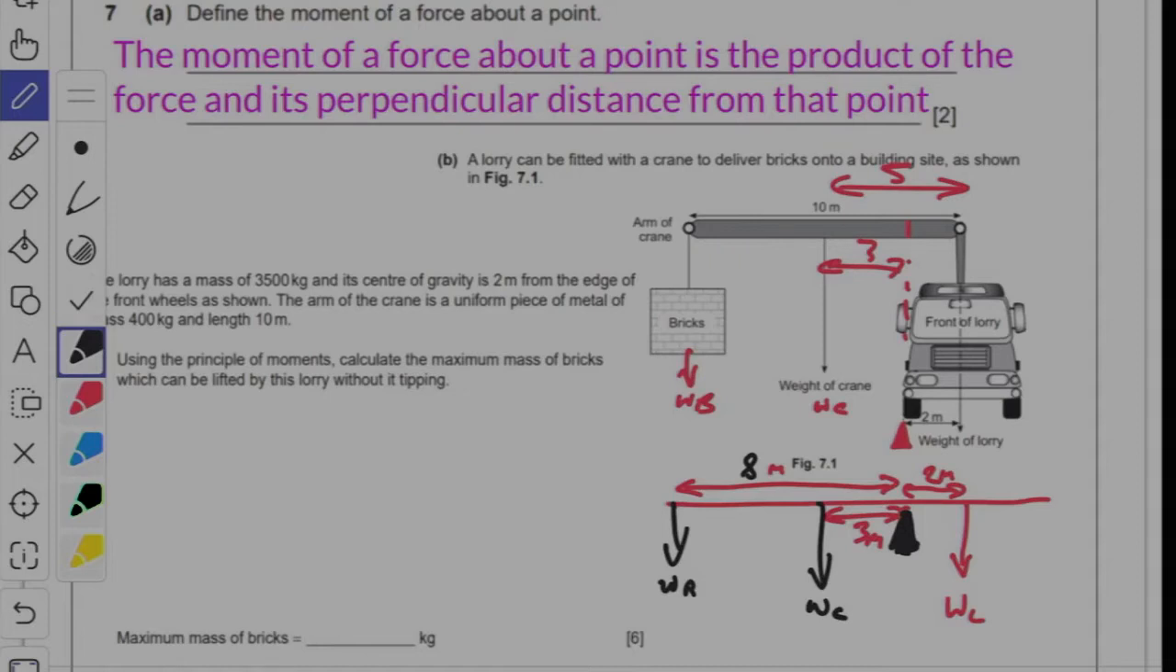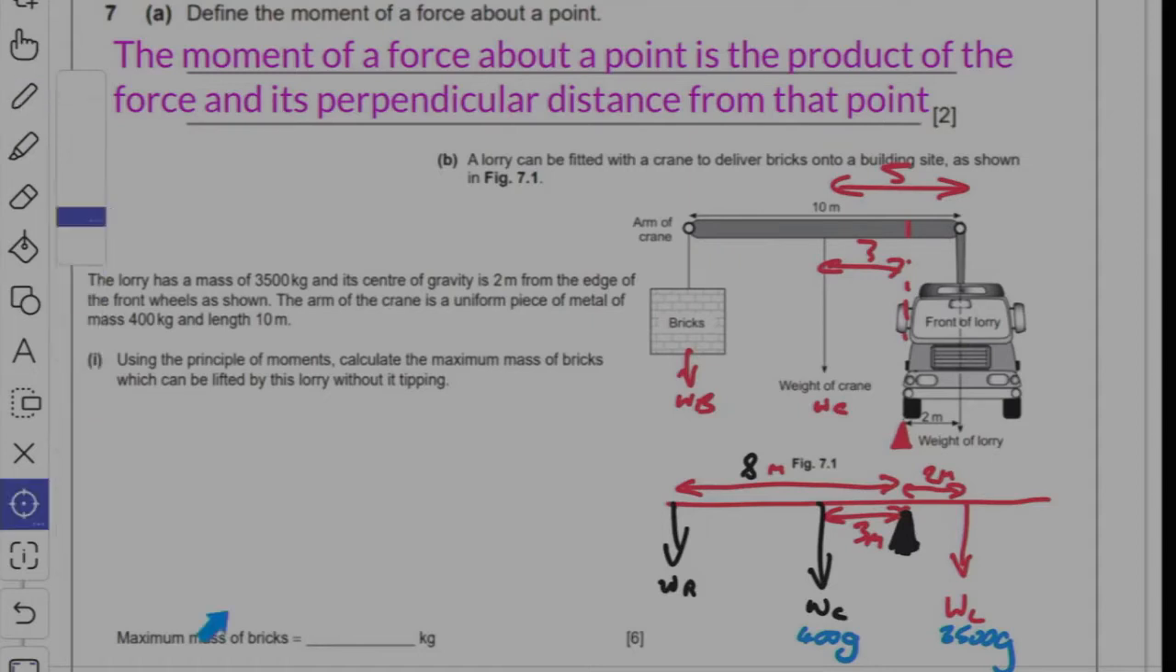Okay, so we want to add values to this. The weight of the bricks we don't know. The mass of the crane we know is 400 kilograms, so we can write its weight as 400 times G. And we can write the weight of the lorry as 3,500 times G, since W equals mg. That saves us having to put G into the numbers, because G will come back out again when we calculate this final mass. We're not trying to find a force, so G will divide itself back out at the end. You don't have to do it that way, but it makes it a bit neater.